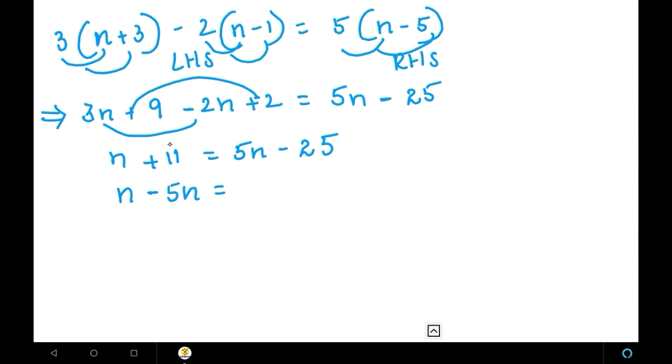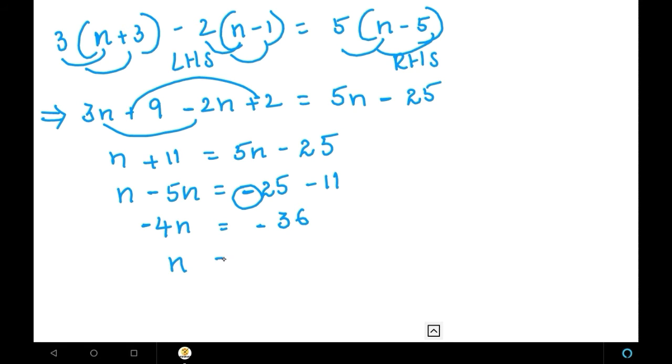in LHS it is plus 11. When it goes to RHS it will become minus 11. So minus 25 minus 11. When I subtract n minus 5n, I'll get minus 4n equal to minus 25 minus 11. Both the signs are equal, then I need to add them both. 25 plus 11 gives me 36. It is negative sign, so minus 36.